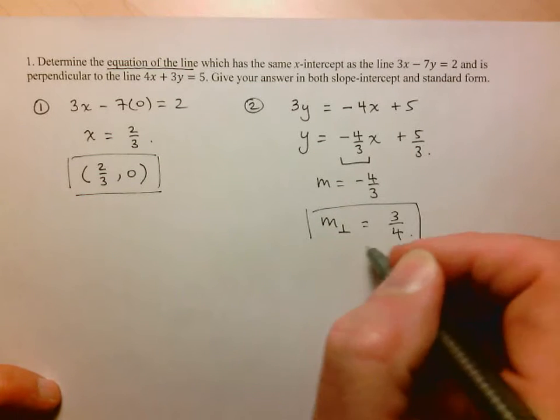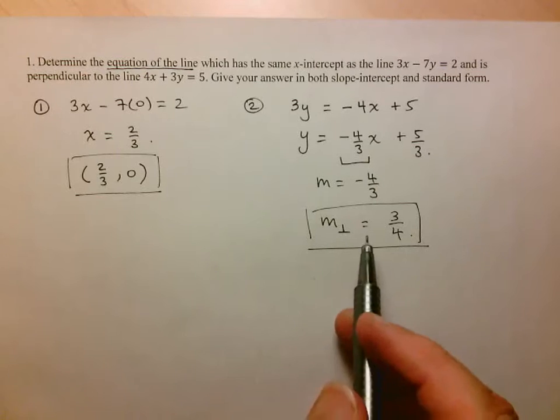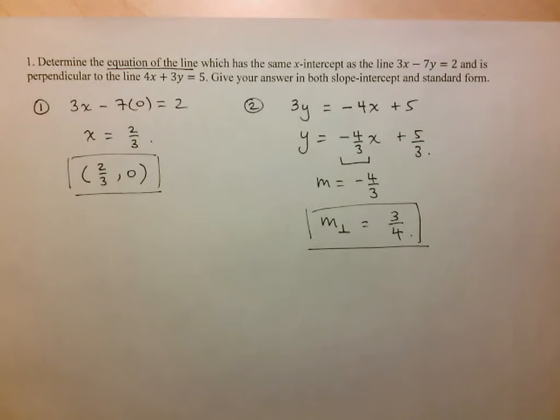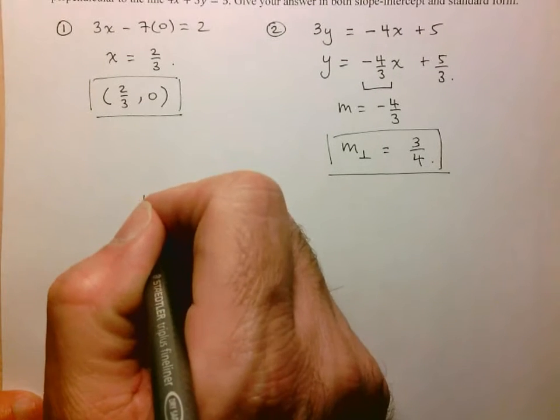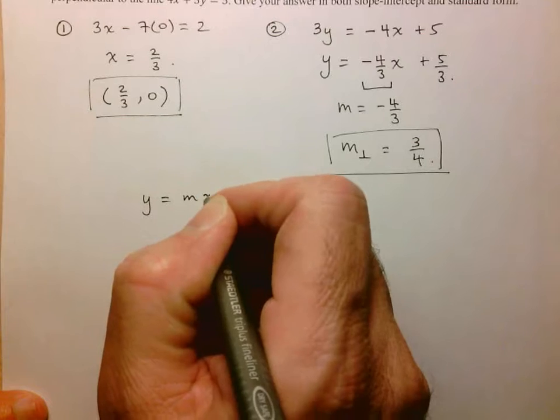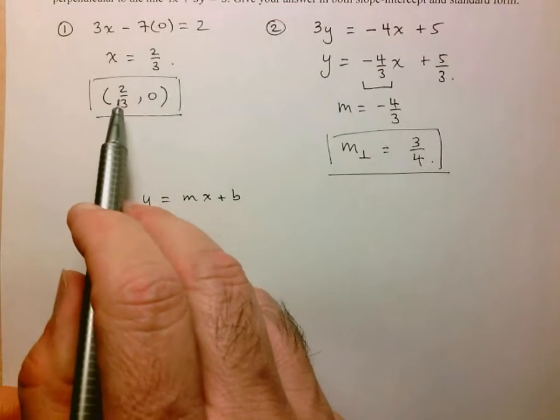Now I have all the information I need to find the equation I'm looking for. I have the slope and I have a point. I'm going to use slope-intercept form to work with this. My equation is going to look like y equals mx plus b. Now I'm going to input my x and y values from the point.